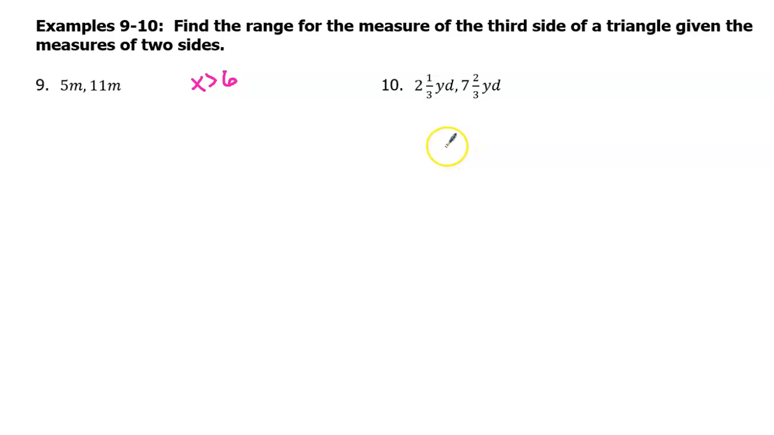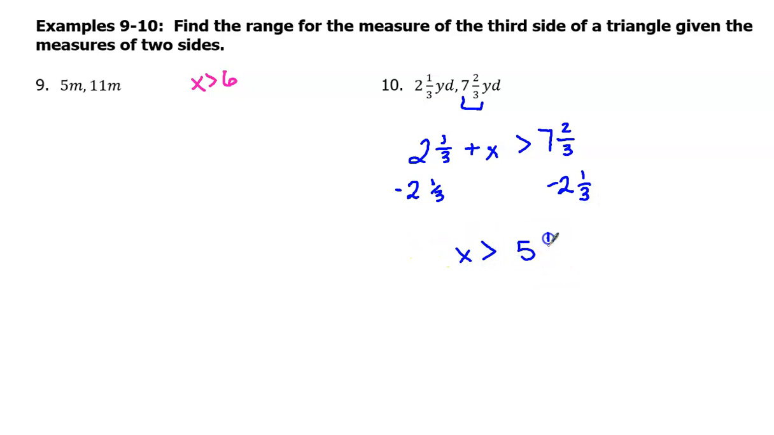Okay, now let's do number 10. Again, we're going to assume that this is our largest side to find the third side. So we'll do 2 1/3 plus our third measure, whatever that is, has to be bigger than 7 2/3. If I subtract 2 1/3 from both sides, I get x is greater than 5 1/3. So it just has to be bigger than 5 1/3.